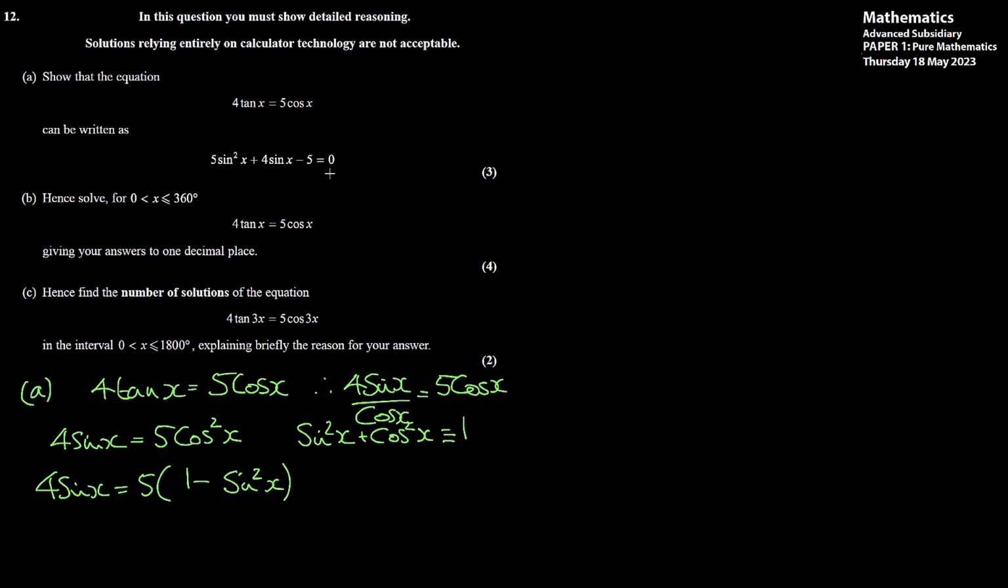And we've got their answer, really. You can see it forming. Therefore, I can say that 5 sine squared x plus 4 sine x minus 5 is equal to 0. So let's have a look at part B now.